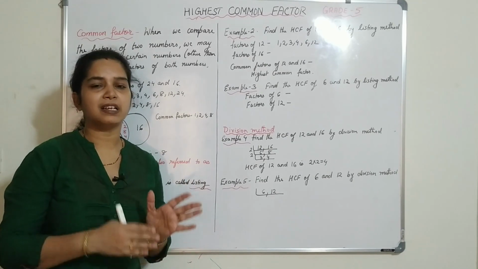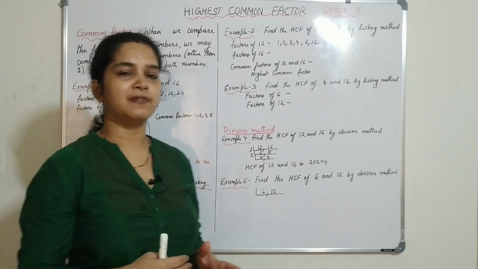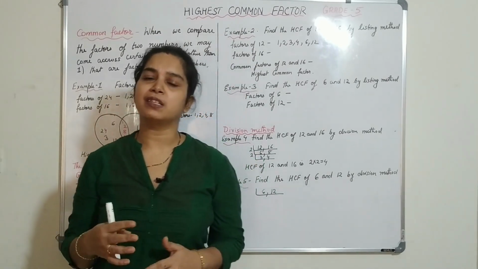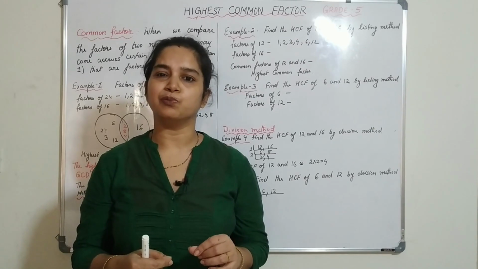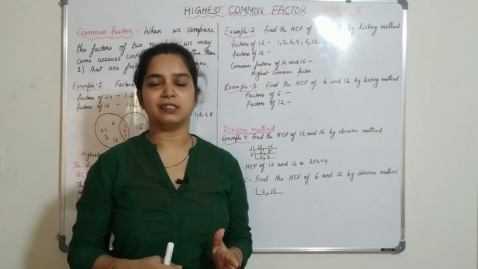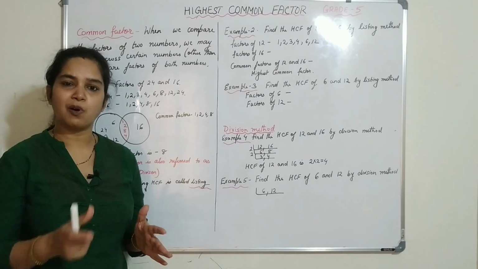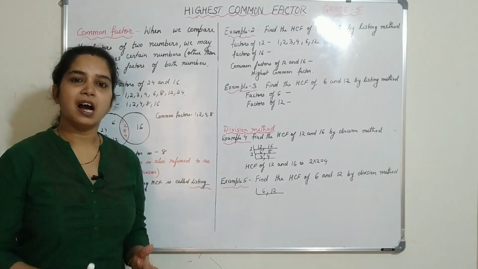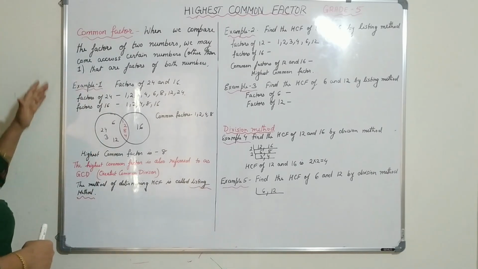When you factorize two numbers, for example 24 and 12, other than 1 there are some factors that are common between the two, and these are called the common factors. And the highest common factor means the highest of all the common factors. So let's study the common factor.